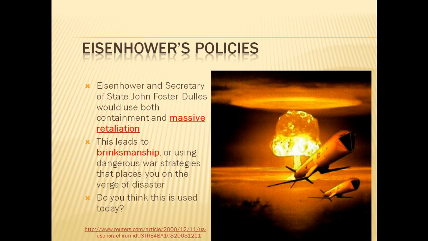President Eisenhower and Secretary of State John Foster Dulles would use both containment and massive retaliation against the Soviet Union. So the idea of containment is that we try to restrict the spread of communism. The idea of massive retaliation is that we won't hold any stops when it comes to retaliating. We'll use all the weapons we have to retaliate against an attacking country.